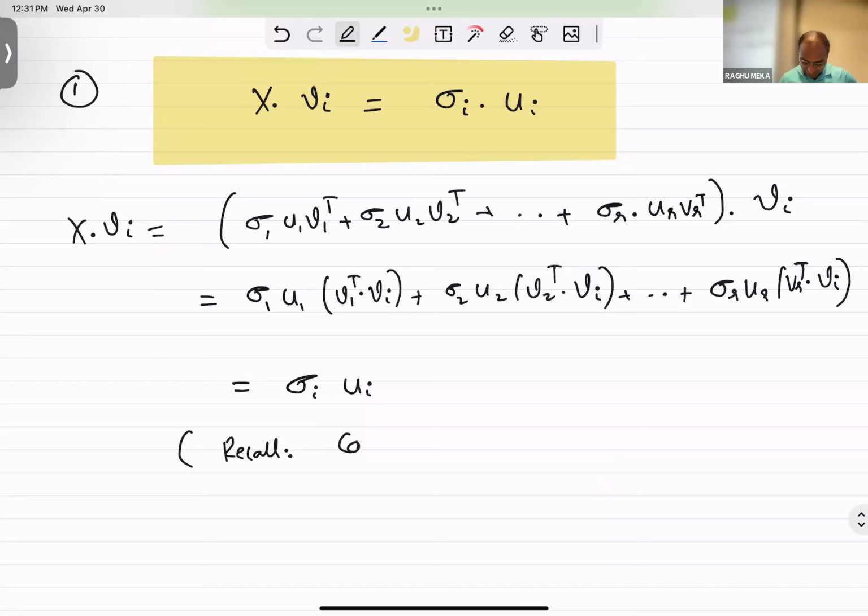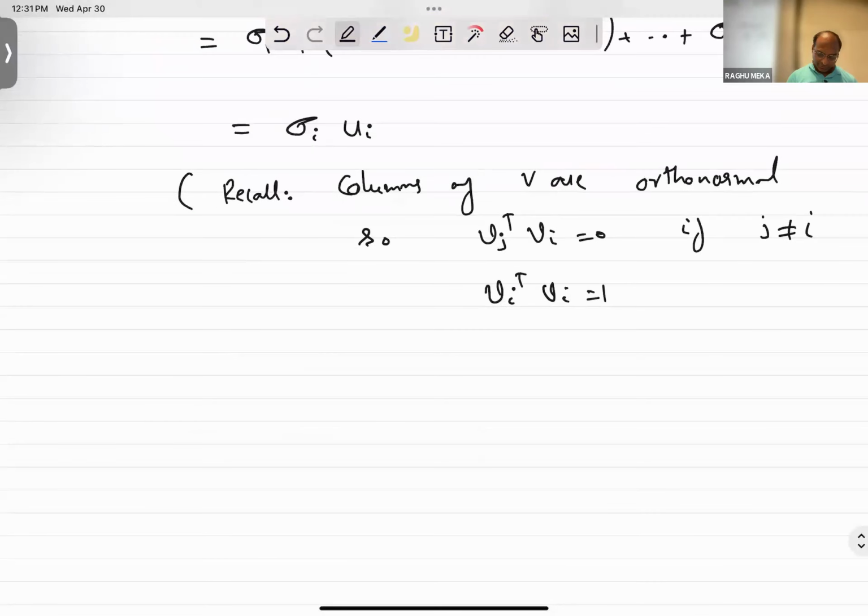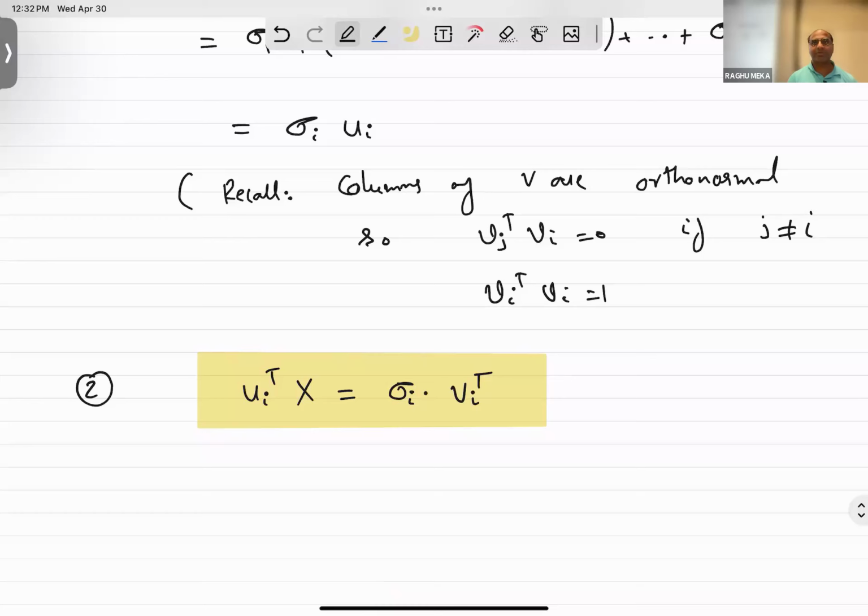So recall, the columns of V are orthonormal, so v_j transpose v_i equals 0 for j not equal to i. Good. The second thing is, you can do the same calculation once again, but with the u's, and get u_i transpose X equals sigma_i times v_i transpose.